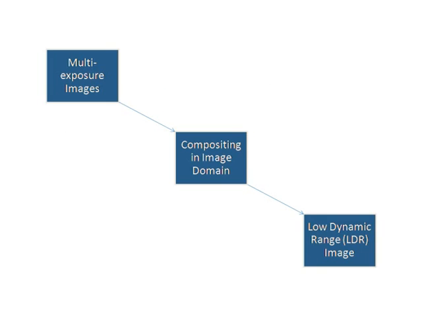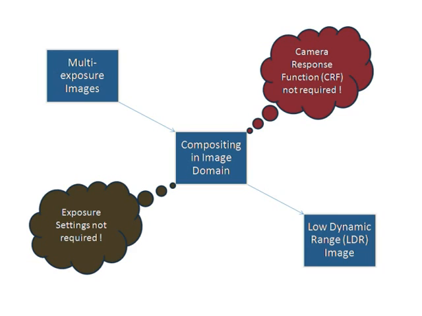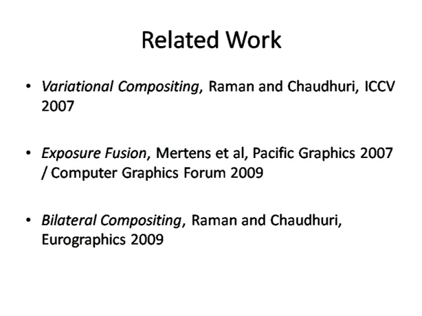Alternately, one can composite the images in the image domain itself. Here is the method. We do not require the knowledge of either the camera response function or the exposure settings. The generated image is low dynamic range, compatible with the common displays and printers. These are the related works which solve the high dynamic range imaging problem in the image domain itself.